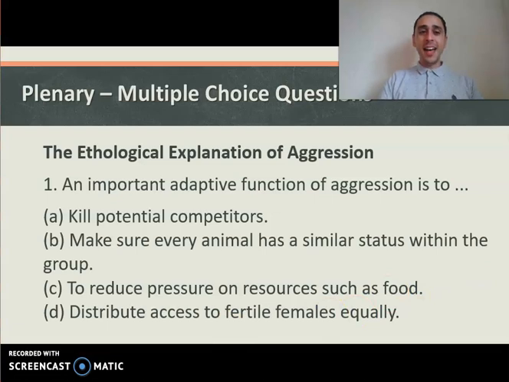Number 1. An important adaptive function of aggression is to A. Kill potential competitors. B. Make sure every animal has a similar status within the group. C. To reduce pressure on resources such as food. And D. Distribute access to fertile females equally. A, B, C, or D? What do you think? What do I think? Thank you for asking. I think it is C. To reduce pressure on resources such as food. Smashed it.